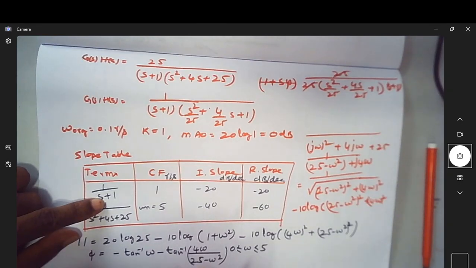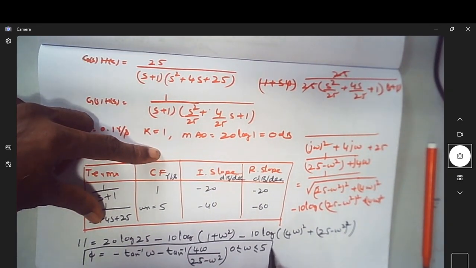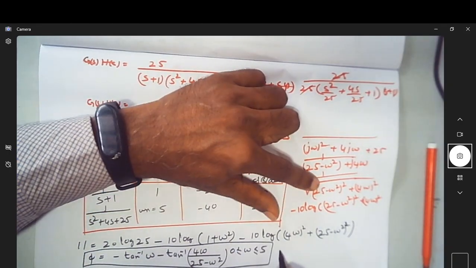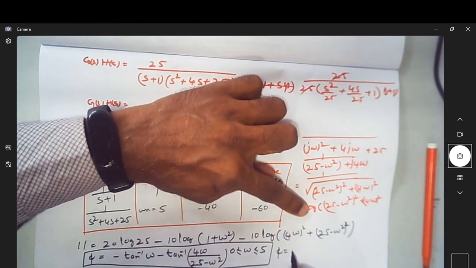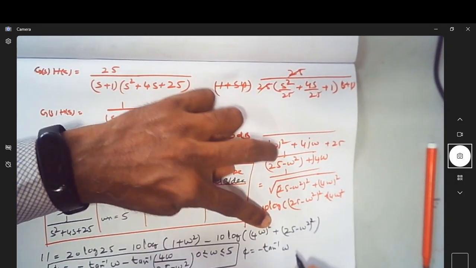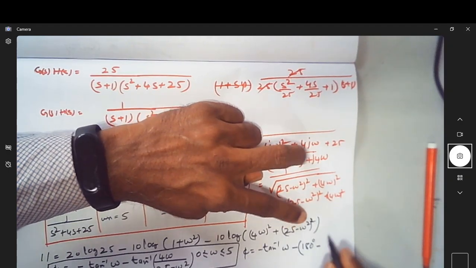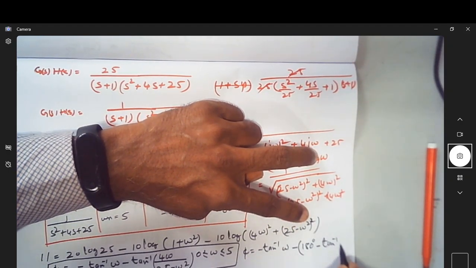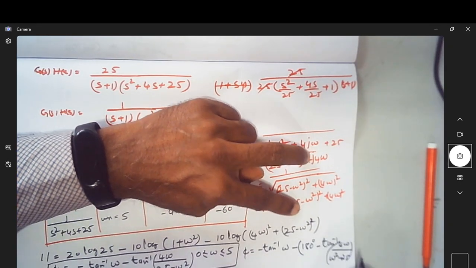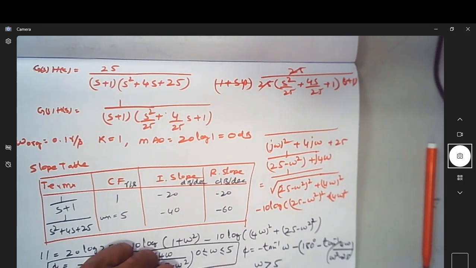After 5 I cannot use this equation. So after 5 this equation is replaced by phi is equal to minus 180 degree minus tan inverse of 4 omega by omega square minus 25. This is the equation for values of omega greater than 5 radian per second.